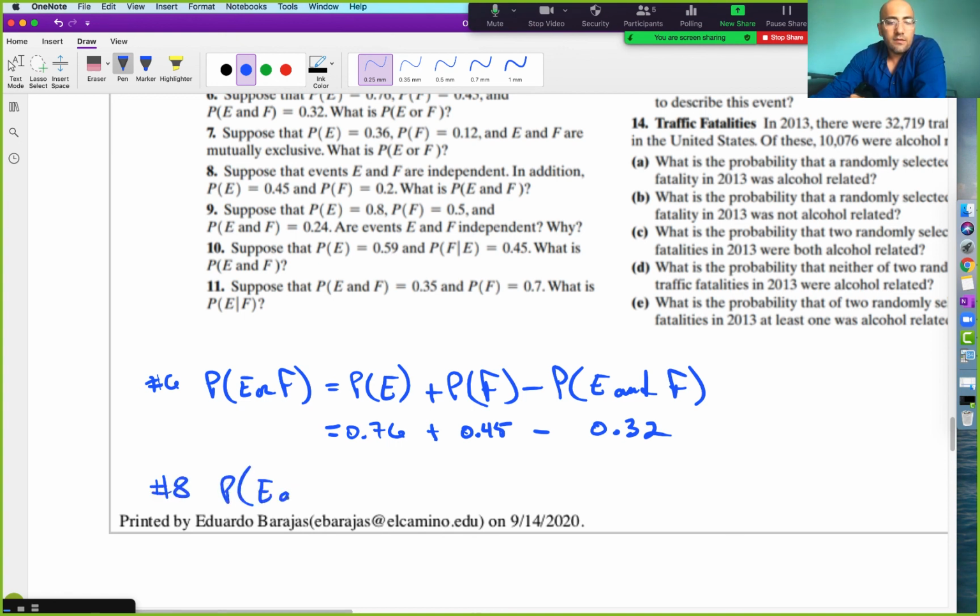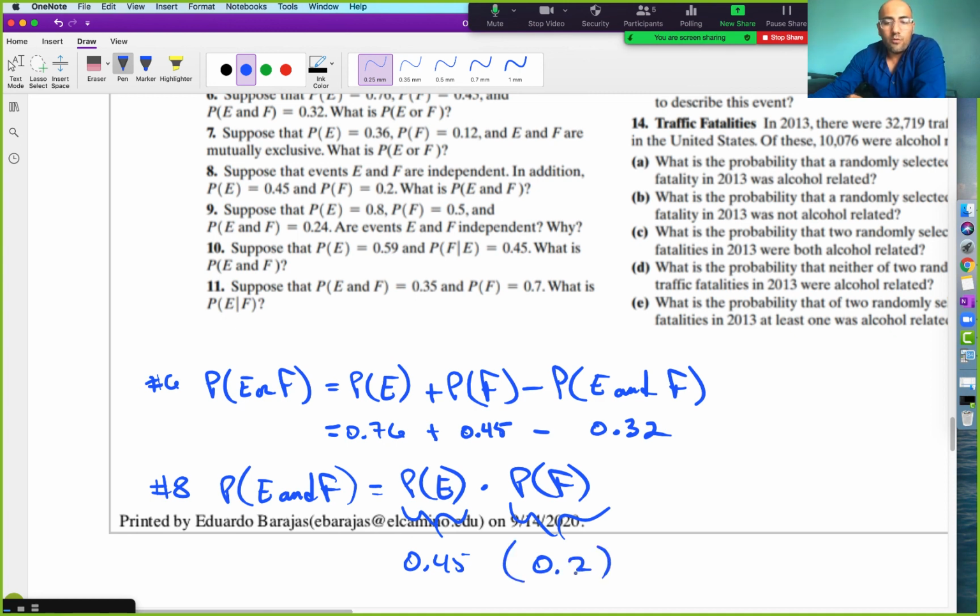The probability of E and F is equal to the probability of E times the probability of F, and that's because they're independent. And they're just given to you, so the probability of this one is 0.45, and the probability of this one is 0.2. So if we just multiply those two, we'll get our answer. Okay? Questions?